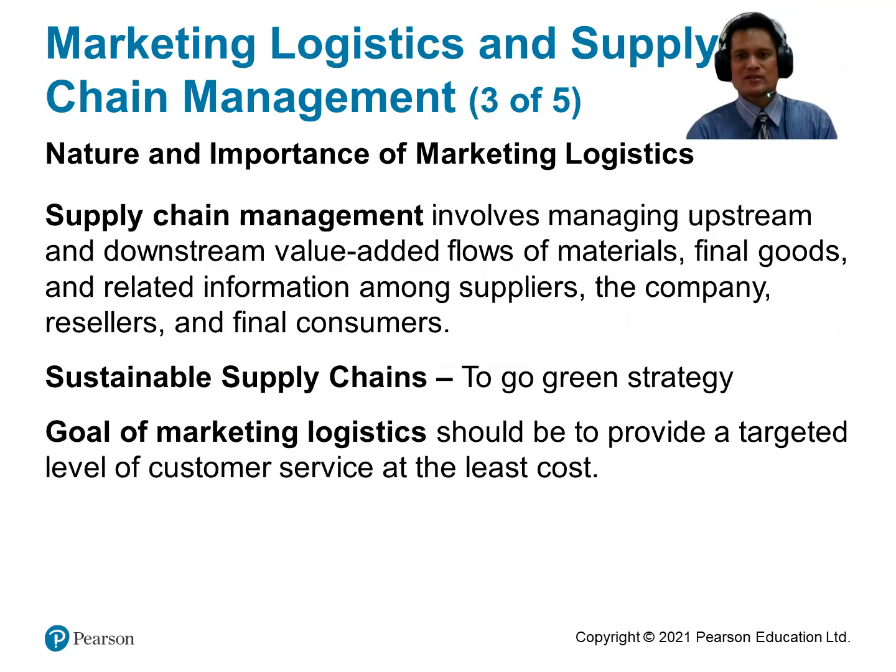Supply chain management involves managing upstream and downstream value-added flows of materials, finished goods, and related information among suppliers, the company, resellers, and final consumers. I mentioned earlier about supply chain management. So it starts from upstream, from the suppliers, from companies that distribute the raw materials to the company. When it is interrupted, when there's some problem, it will for sure interrupt the downstream production. And it will even cause a problem in the distribution of the product, and customers or consumers will be the ones that suffer.